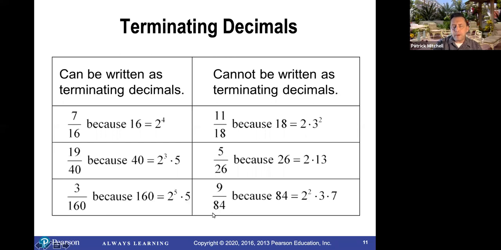Now this one here bothers me just a little bit because that fraction is actually not in simplest form, right? You can take a factor 3 out of that. So do be careful and make sure your fractions are simplified first. I have a feeling they didn't mean to do that. If you were to simplify this fraction, you could take out a factor 3, and that would leave you with 3 over 28, but you would still have this prime factor 7 in the denominator. So this would not be able to be written as a terminating decimal.